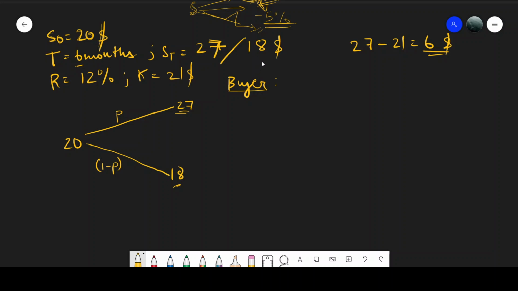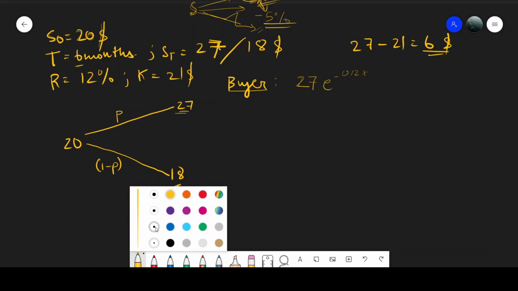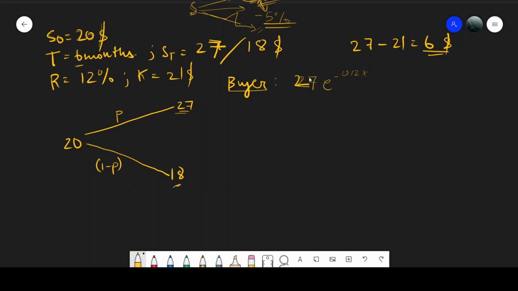So let's say from the buyer's perspective, I'm going to write the equation here. The present price of the option from the future is 27 e to the power minus RT, which is 27 into e to the power minus 0.12 into 0.05. So when you get this, you get 27 e to the power minus 0.06.